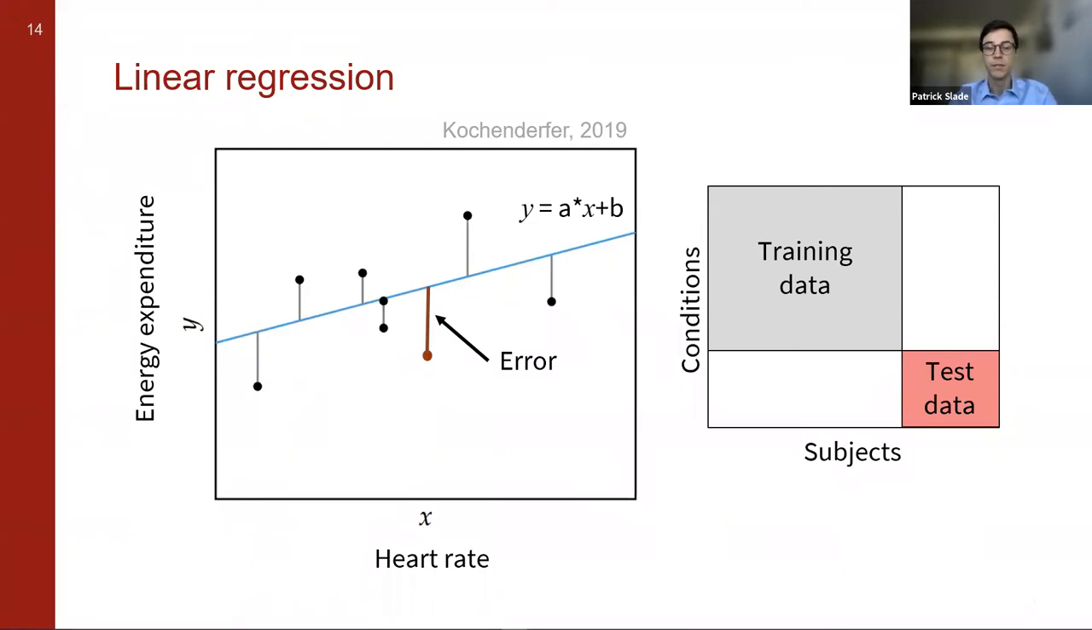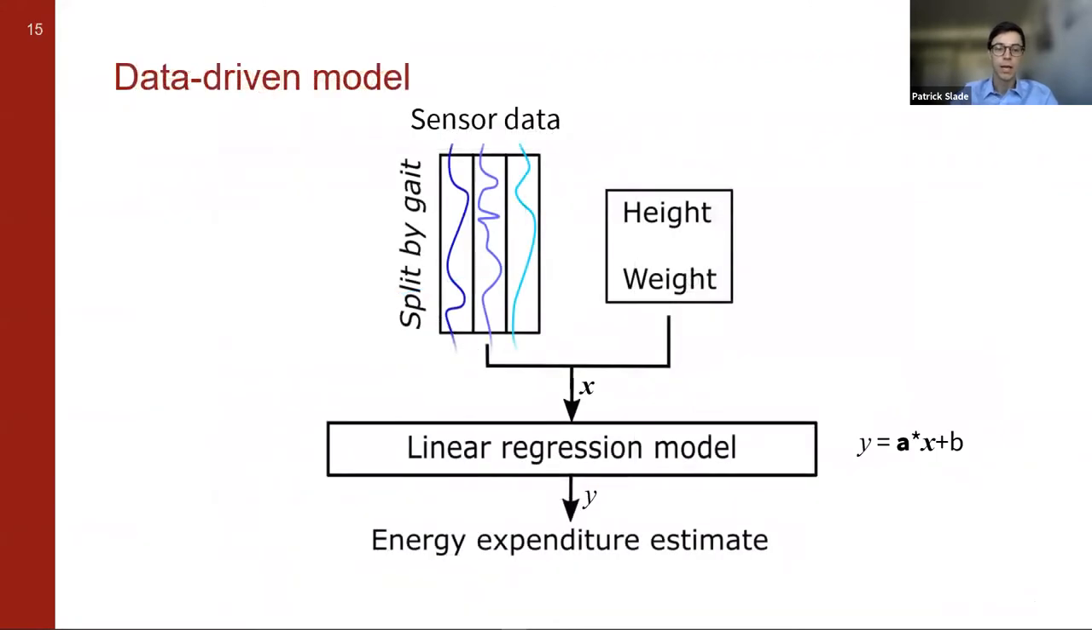In practice, since we're using many sensors, the model looks slightly different. Rather than just a single input from heart rate, we're going to have inputs from many sensors. And you can think of it in this way, where you have incoming sensor data, which is split by gait cycle. So now we have sensor data from one step being passed into our model for as many sensors as we'd like to include. And we also use the subject's height and weight.